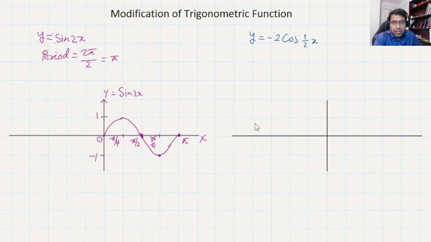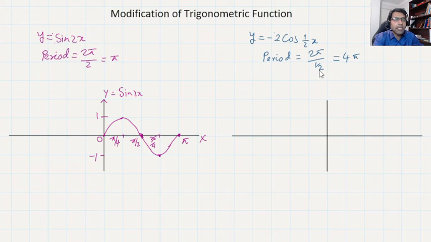Now what will happen if it's not 2x, if it's a half x? We are just going to use the cos for that. I'm just trying to show a different function, but how do we calculate the period for that function? The period for this one will be twice pi over half, because half is sitting before x, so you have to divide with that number. That's what we did before. So now it will be 4 pi.